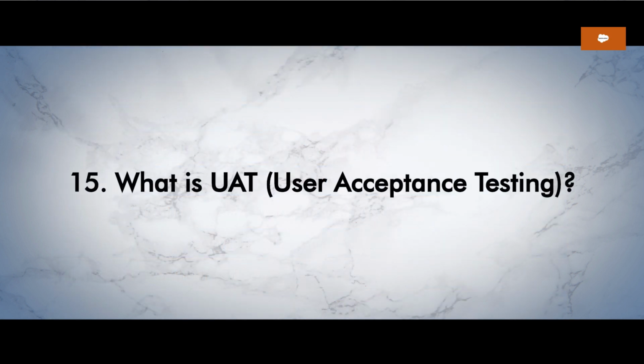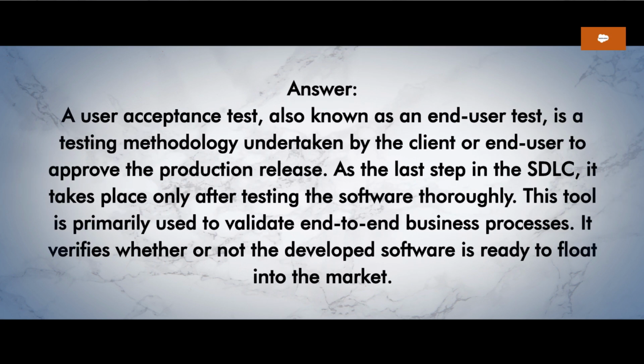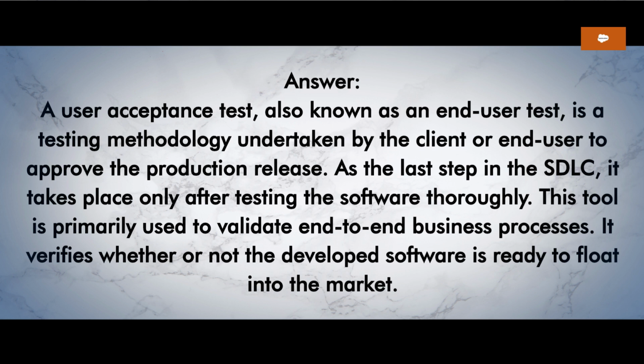15. What is UAT, user acceptance testing? Answer. A user acceptance test, also known as an end-user test, is a testing methodology undertaken by the client or end-user to approve the production release. As the last step in the SDLC, it takes place only after testing the software thoroughly. This testing is primarily used to validate end-to-end business processes. It verifies whether or not the developed software is ready to float into the market.